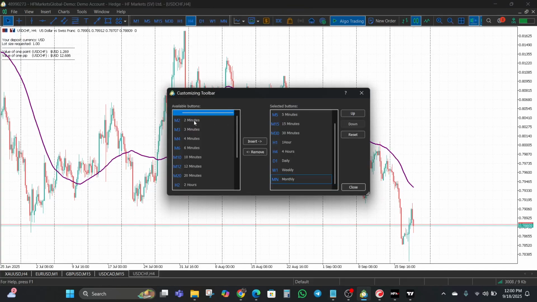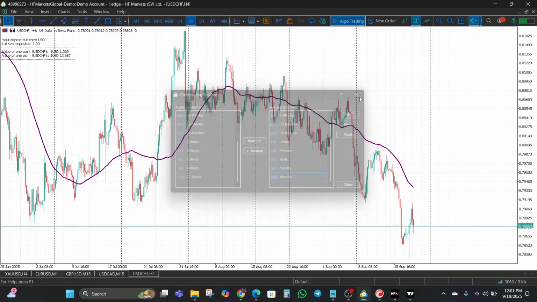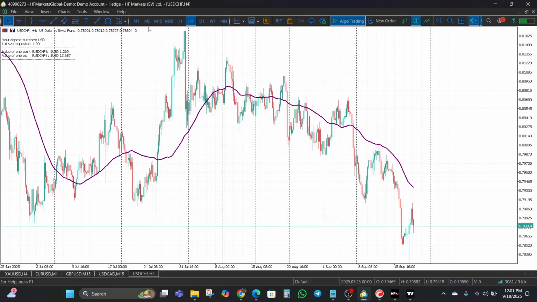You can see that MT5 actually has 2 minutes, 3 minutes, 4 minutes, 6 minutes, 10 minutes, 12 minutes, 20 minutes, 2 hours, 3 hours, 6 hours, 8 hours, 12 hours. I know that you are already conversant with 1 minute, 5 minutes, 15, 30 minutes, 1 hour, 4 hour, daily, weekly, and monthly. But you can see that there are actually additional time frames on MT5.